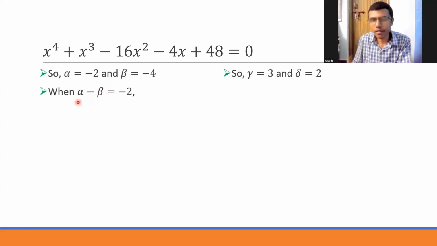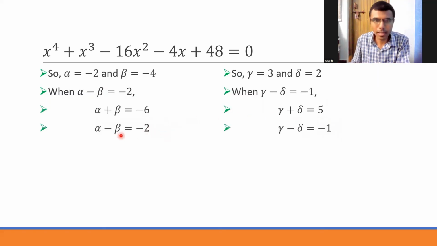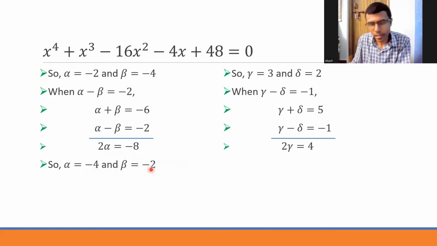Now, likewise, when alpha minus beta is -2 and gamma minus delta is -1, just solve it. Again, put the same equations like this, that alpha minus beta is -2 here and gamma minus delta is -1 here. And then just again do the addition here. So you get 2 alpha is minus 8 and alpha is minus 4 and beta is minus 2, and here gamma would be 2 and delta is.